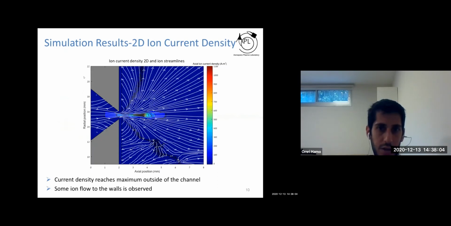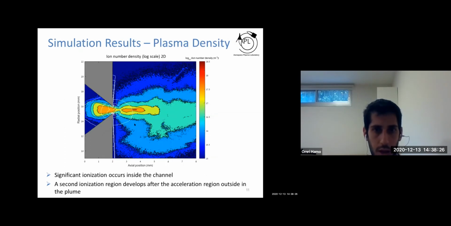Here we can see the ion current density from the simulation in 2 dimensions, and also the ion streamlines in the white lines. And we can see here as well that the maximum ion current density is obtained outside the channel. You can also see that there is some ion backflow to the electric wall, which is a loss mechanism that we need to consider. Here we also have the ion number density in log scale in 2 dimensions from the simulation. We can see a significant ionization occurs inside the channel, but there's also a second ionization region that develops after the acceleration region outside in the plume.